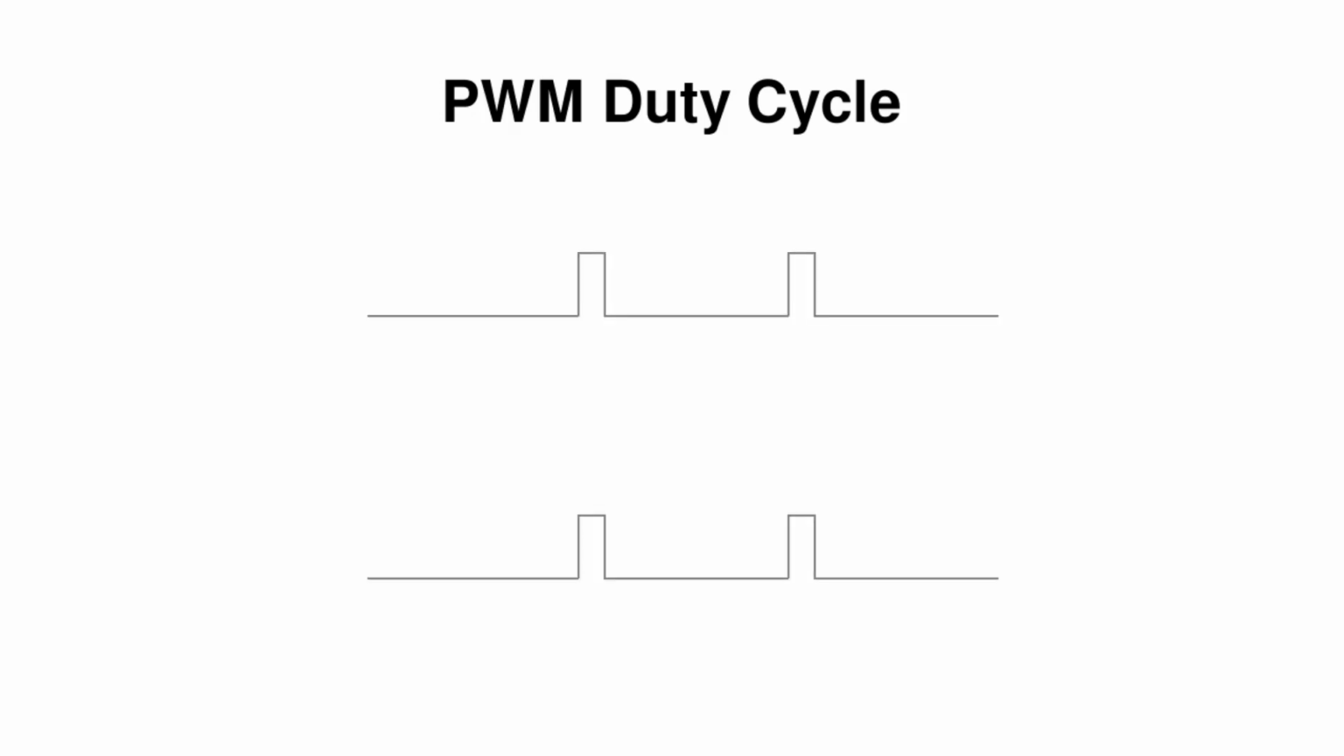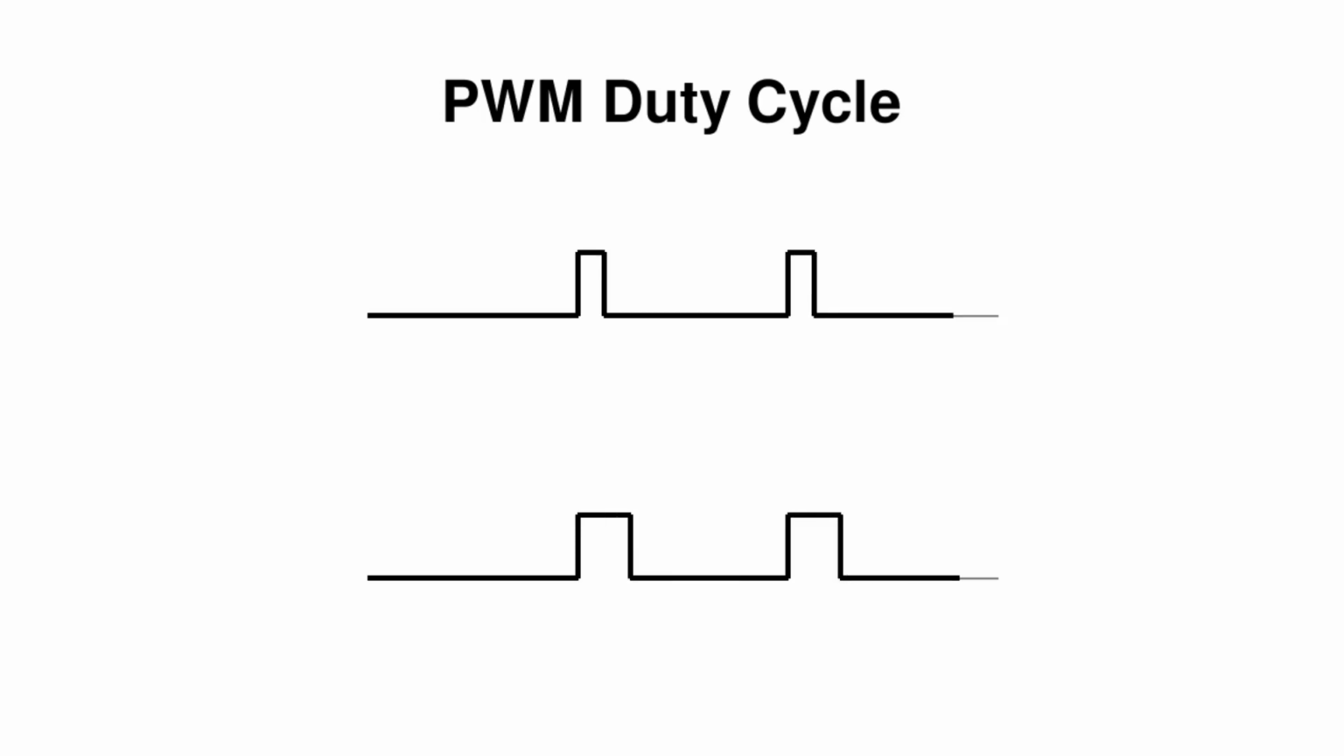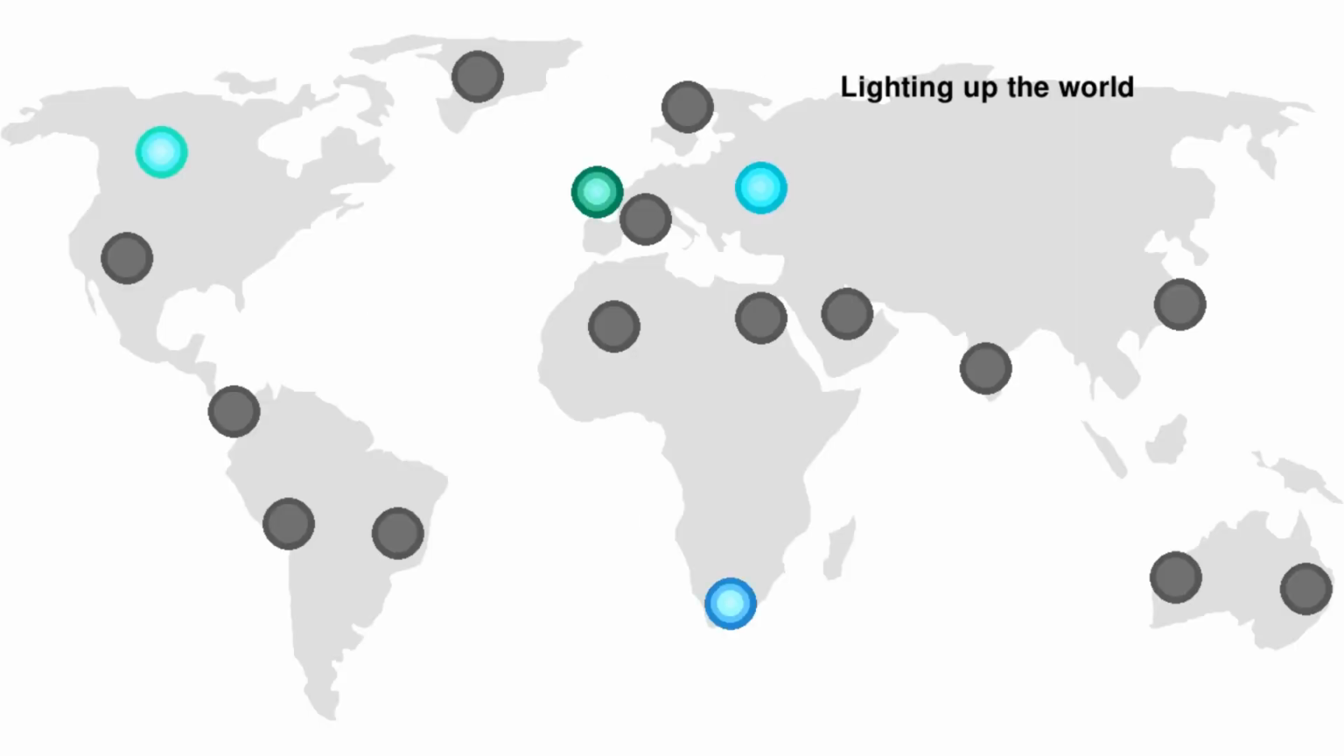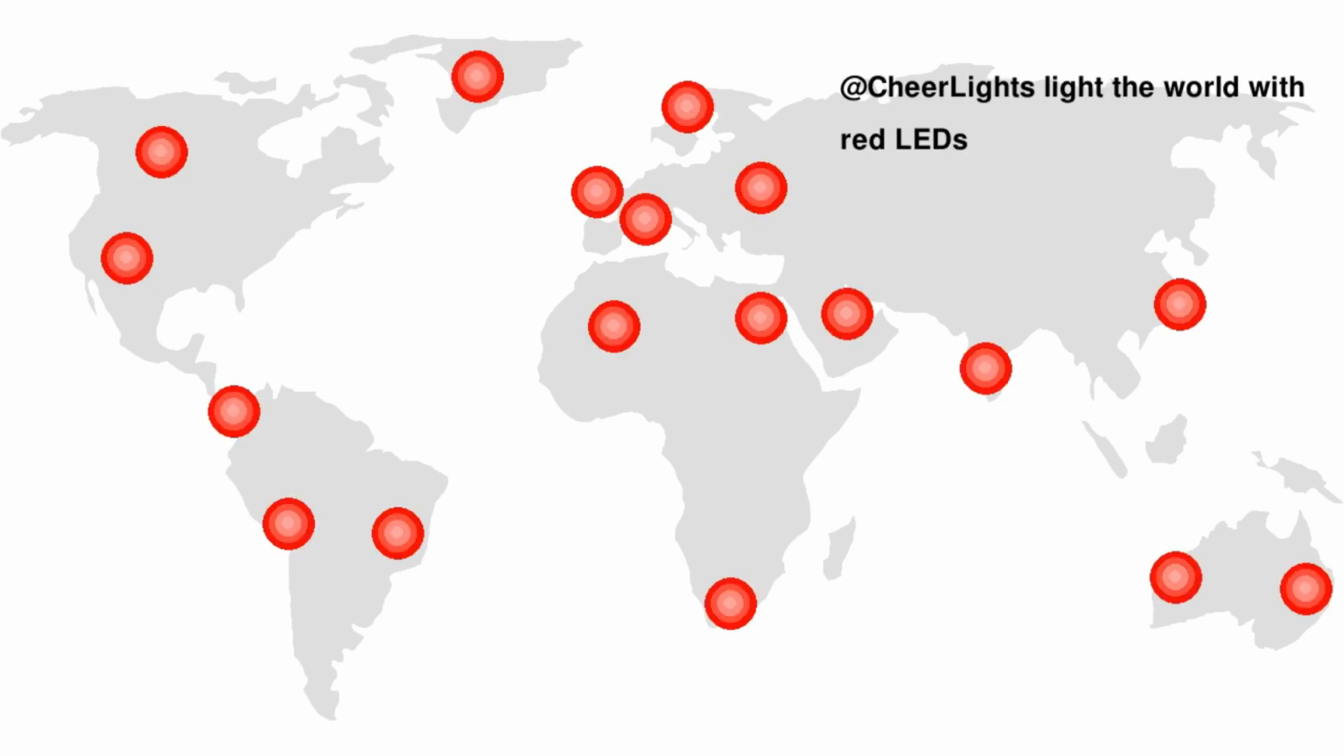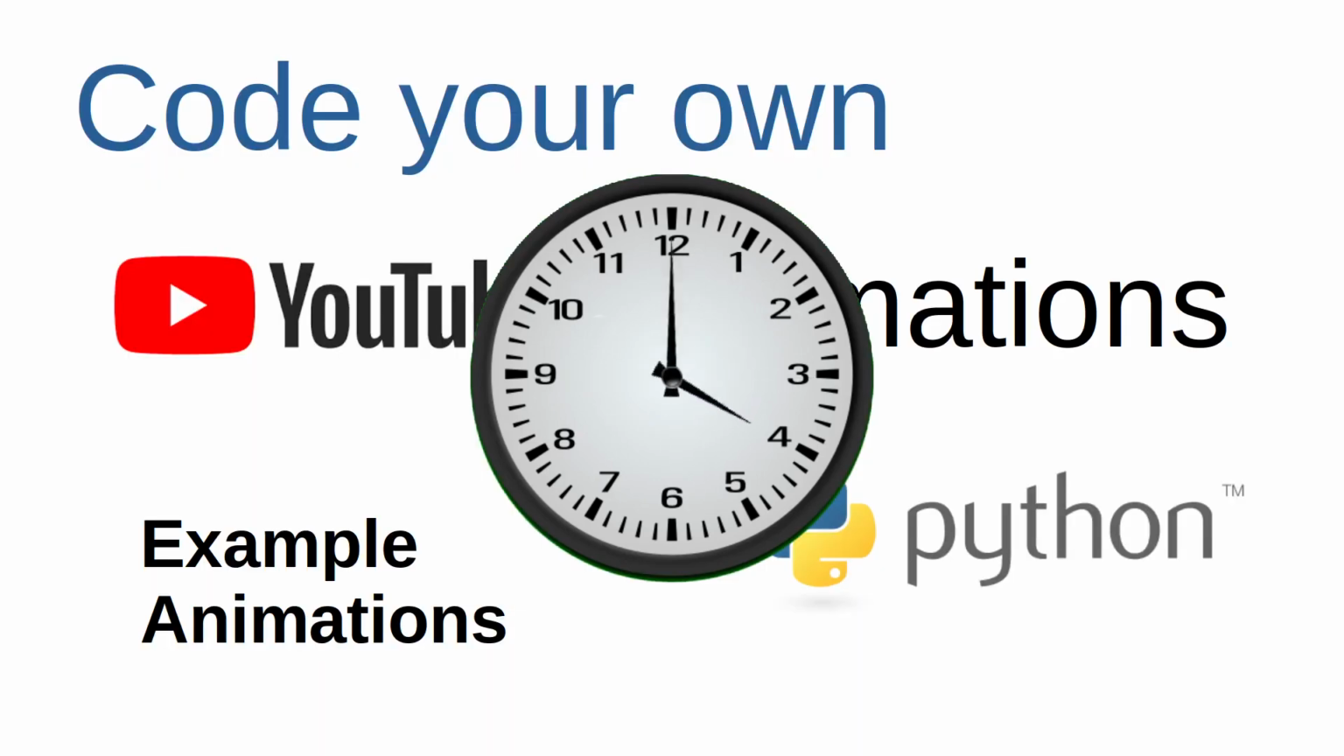This example shows a waveform of a digital electronic circuit showing a change in the duty cycle. This shows different coloured lights around the world, used in my cheer lights video. This clock is particularly useful for videos where you want to show a passage of time. It's created on a green background, which makes it easier to use the green screen technology in your video editor to remove the background.